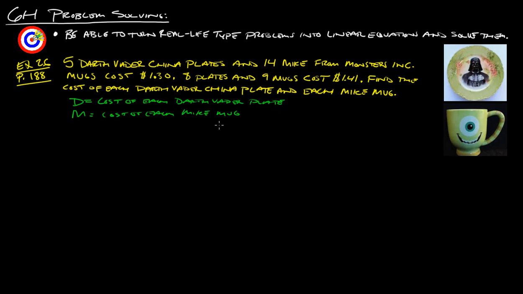Alright, so we know that if we buy 5 Darth Vader plates and we buy 14 Mike mugs, it's going to cost us $1.30, right? We also know that if we buy 8 Darth Vader plates and 9 Mike mugs, that's going to cost us $1.41.